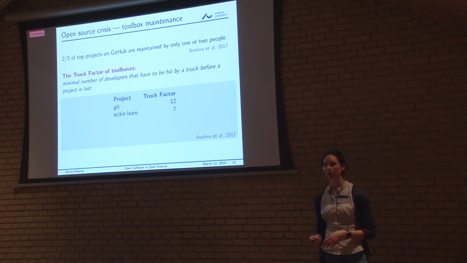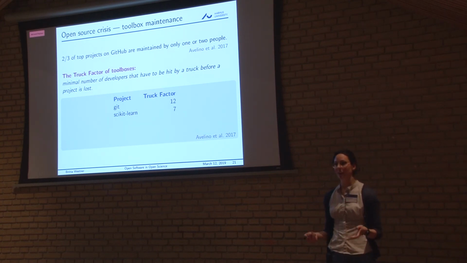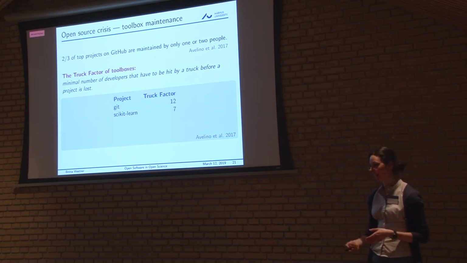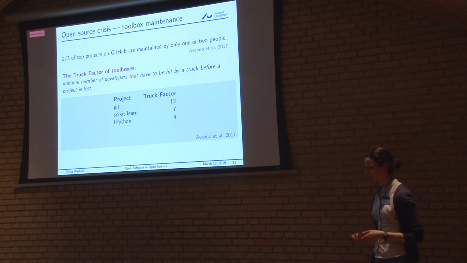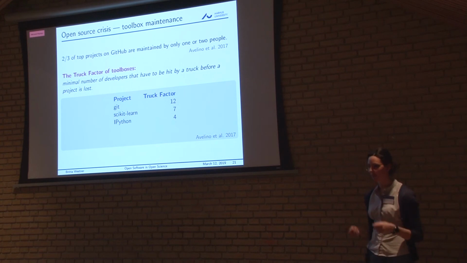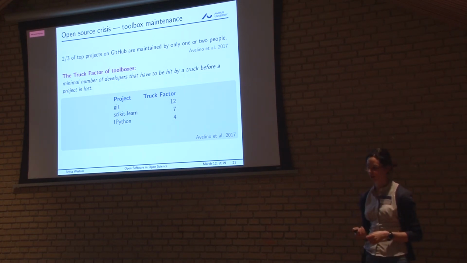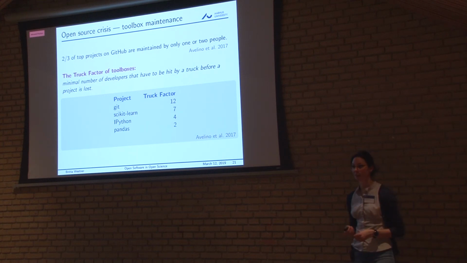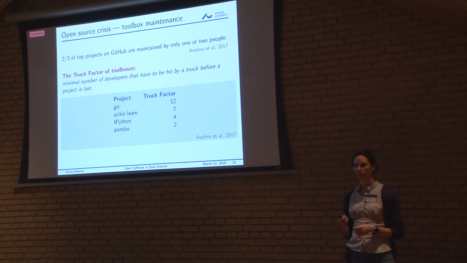Scikit-learn, the machine learning toolbox that is used by, for example, Spotify, but also a great deal in science. A lot of AI research relies on scikit-learn, has a truck factor of 7. IPython, the interactive Python that is used by everyone who uses Python, has a truck factor of 4. And pandas, which is used for data frames, also used a lot in science, has a truck factor of 2.